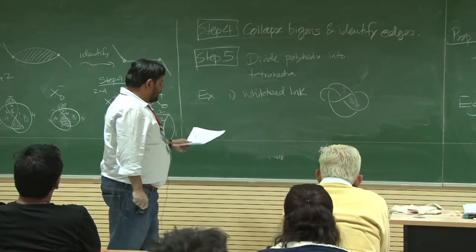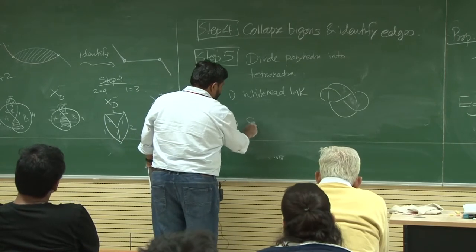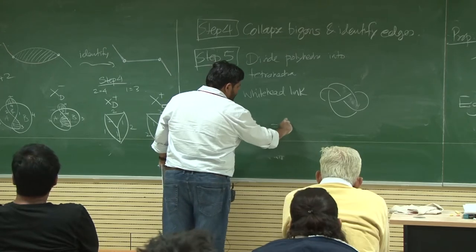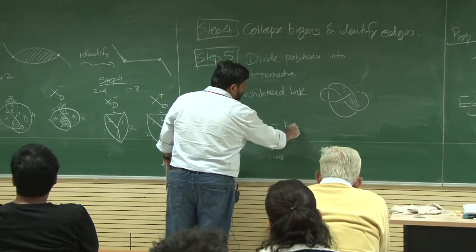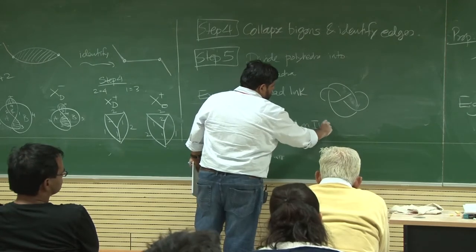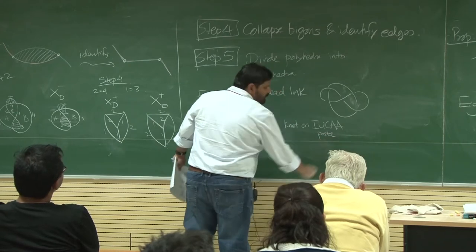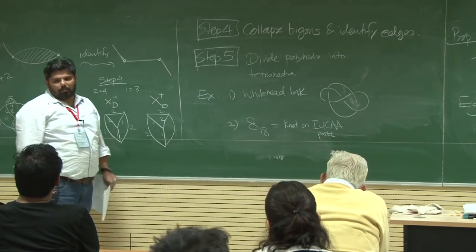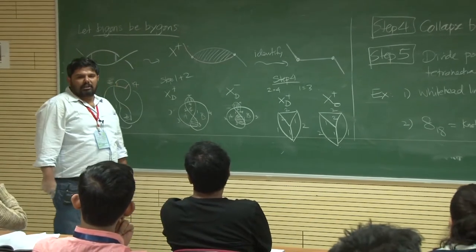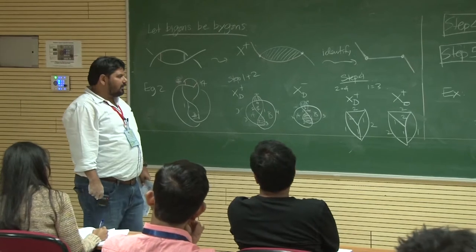You use this diagram. The second link which I wanted to use is 8_18. Where do you see 8_18? This is actually the knot on this IUCAA poster outside. This is a very beautiful knot. It has very nice geometric properties. It is the maximum volume among all 8 crossing knots. We have studied this family in great detail in a couple of papers.